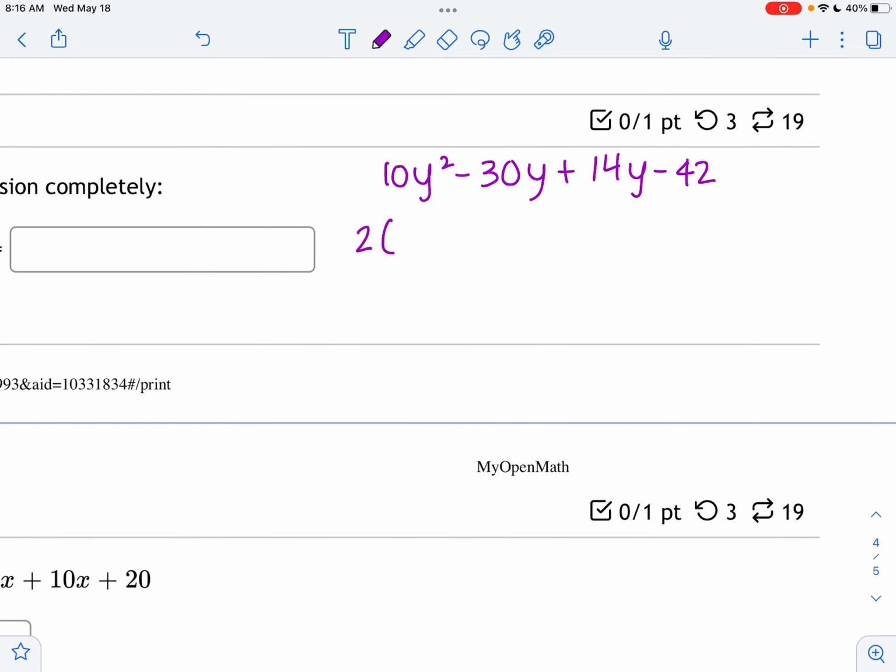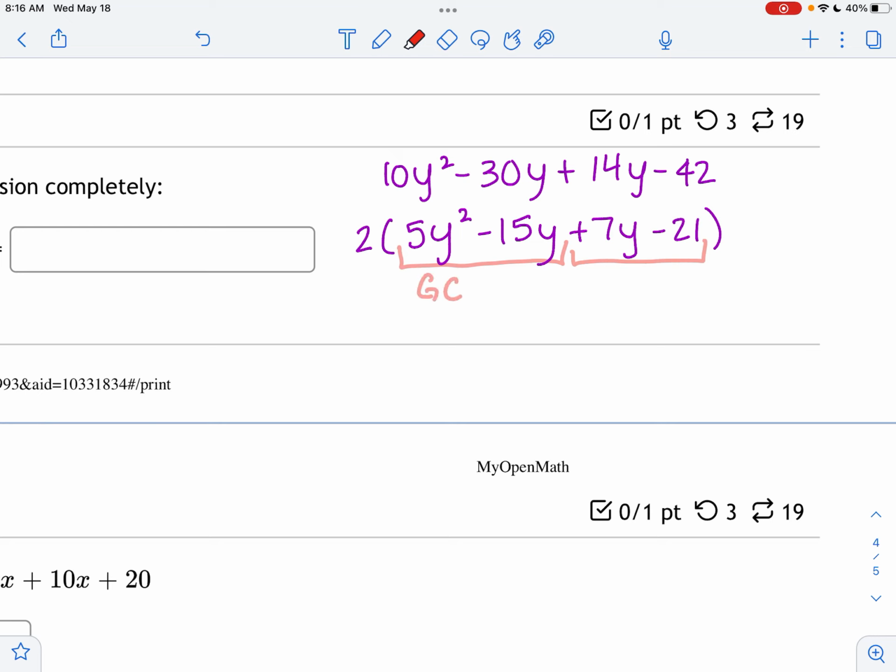So the first step we're going to do before we group them is divide everything by 2. So 5y squared minus 15y plus 7y minus 21. All I did was divide all of these numbers by 2, okay? Now we're going to factor by grouping. So I'm going to group these 2 and these 2, and we're going to take a GCF out of each.